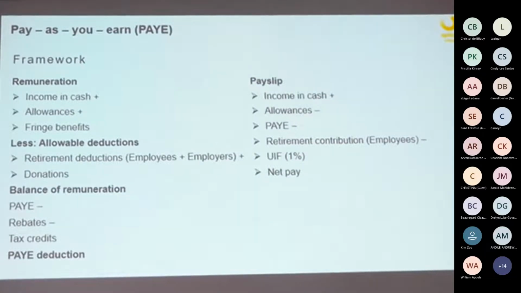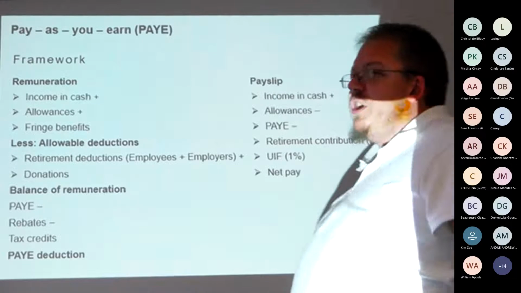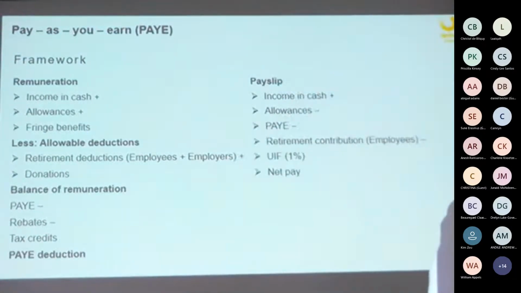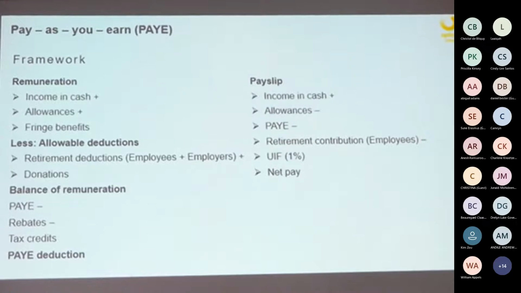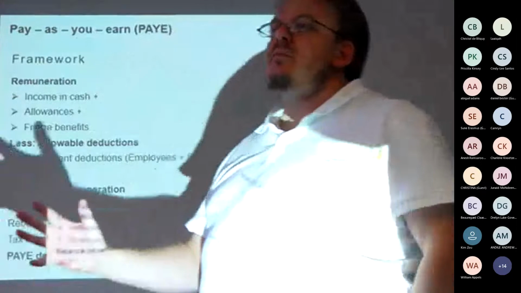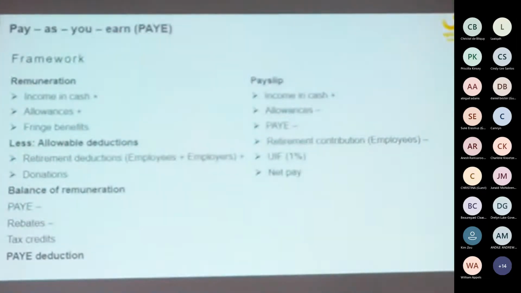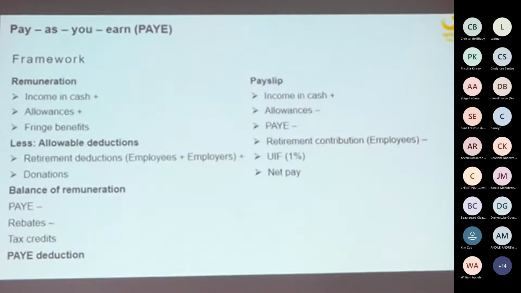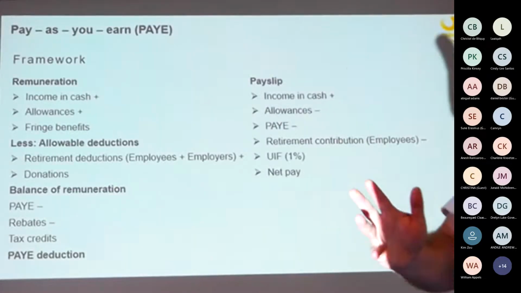After you've deducted all that, you get your balance of remuneration, and your balance of remuneration is what your PAYE is going to be based on. Your PAYE is then worked out according to the tax tables, which I will show you. Tax tables change every year. So make sure that when you do a question, you take note of when the tax year is ending.